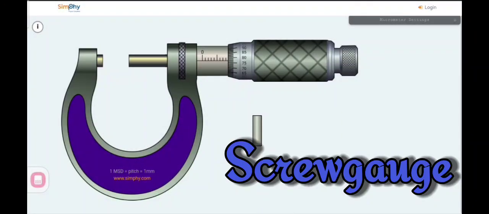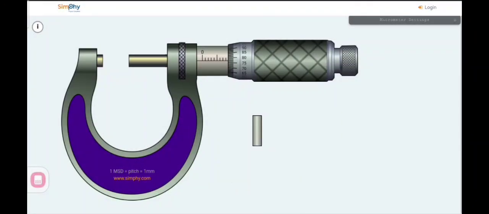In this video, we'll see how a Screwgauge works, how to take a reading by using Screwgauge, and at the end of the video, we'll see some problems based on Screwgauge.